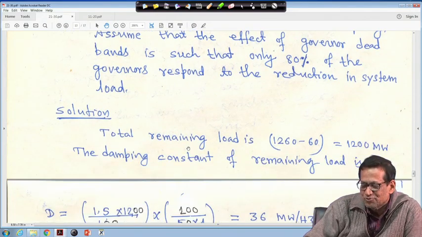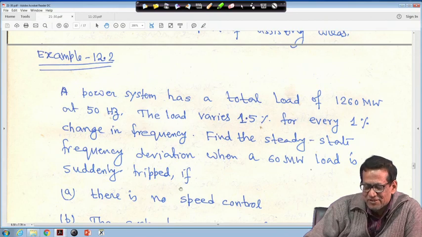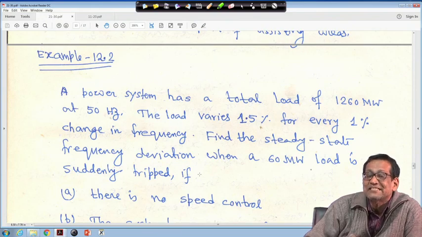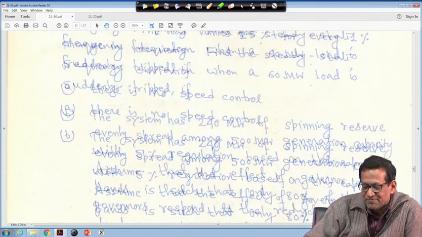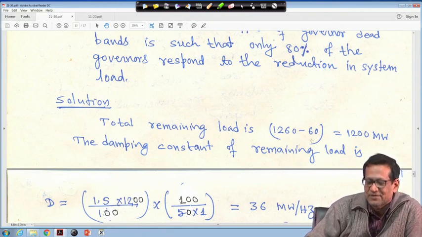So, the solution is this. It is given that a 60 megawatt load has tripped, that means the load has fallen, decreased, so in general the frequency will increase, right. So, first, the total remaining load now will be 1200 megawatt, because the 60 megawatt load tripped.